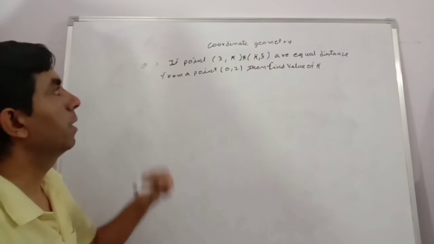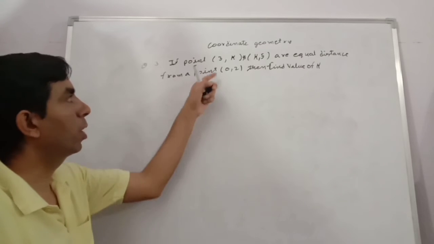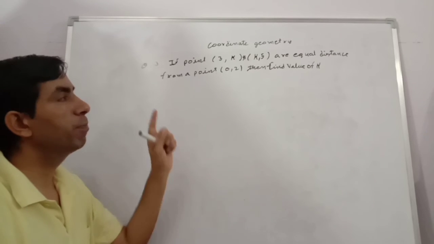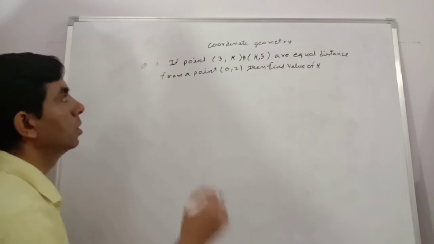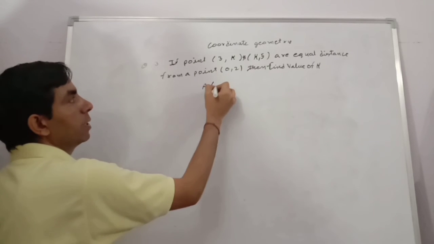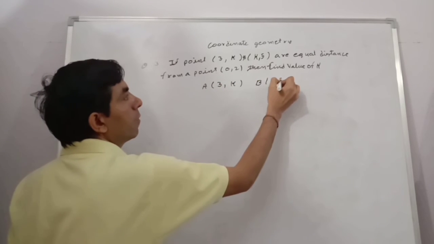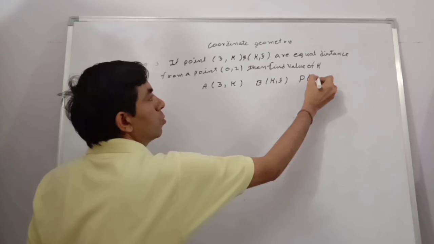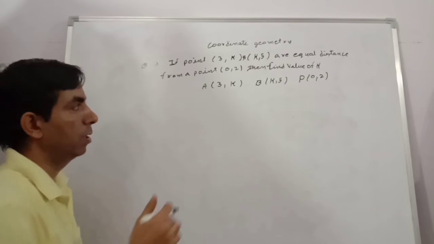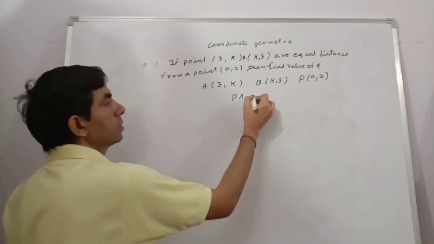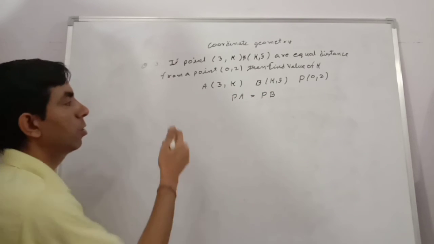Here it is given that points (3, k) and (k, 5) are at equal distance from a point (0, 2). Here the point names are not given, so we take our own choice. I take point A as (3, k), point B as (k, 5) and P as (0, 2). Here the distances of A and B from P are equal, meaning PA equals PB. It is similar to the previous question, but we solve it.